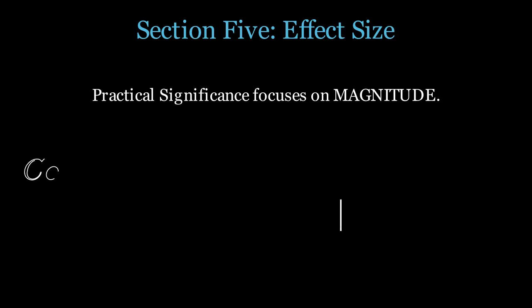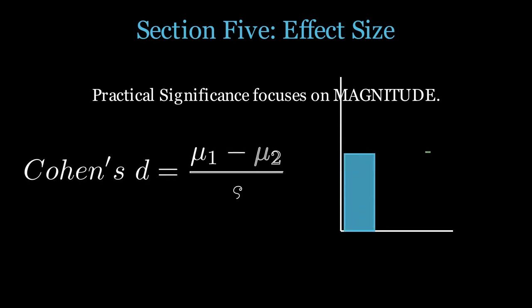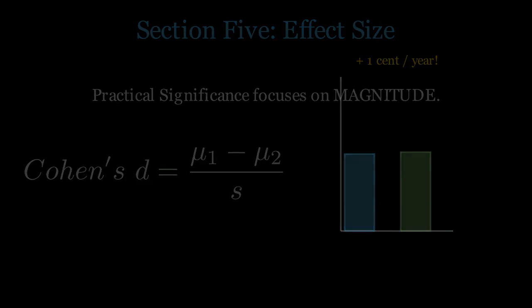Section 5. Practical significance and effect size. This is where the real econometrics happens. We look at effect size, metrics like Cohen's d, or simply the coefficient magnitude in a regression. If we are studying the impact of education on wages, a significant increase of 1 cent per year of schooling is practically irrelevant, even if the p-value is 0.